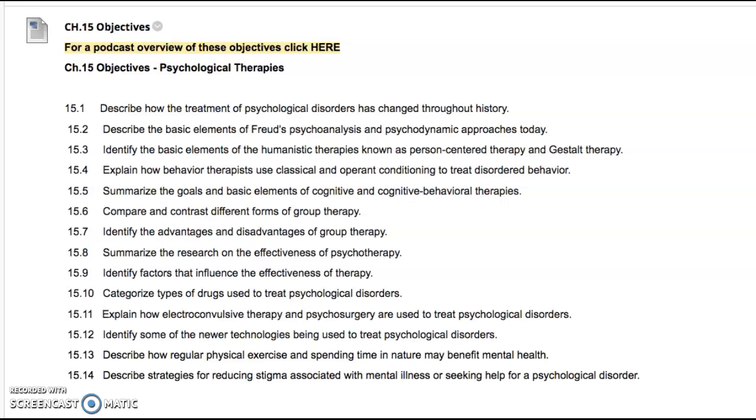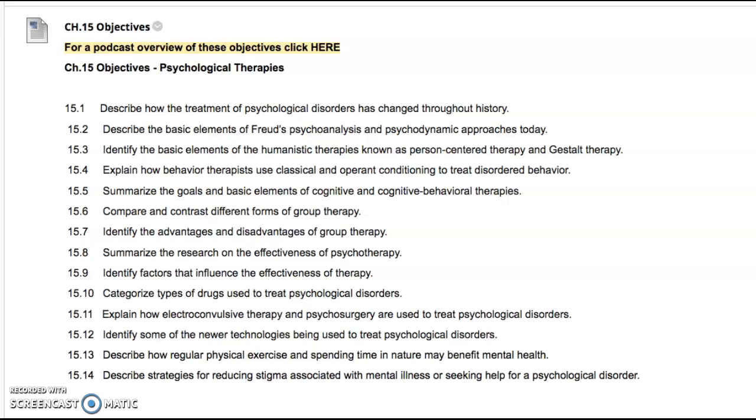work of Freud. Then we'll look at identifying the basic elements of the humanistic therapies, which are known as person-centered therapy and Gestalt therapy. Those two types are called humanistic. And if you'll recall, Maslow and Rogers are those humanistic psychologists that we learned about earlier in the semester. And they have a particular approach to mental illness.